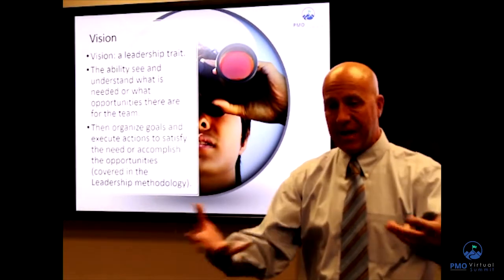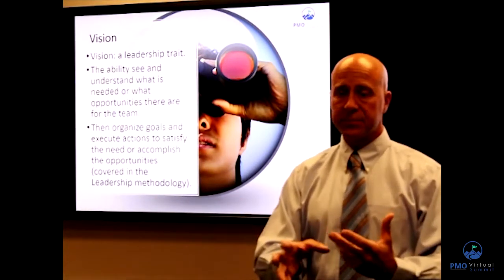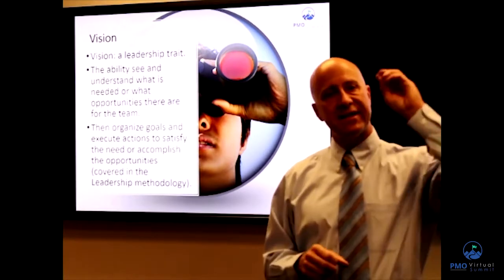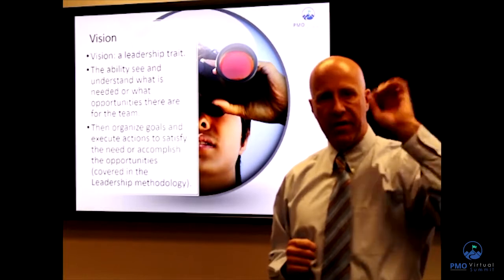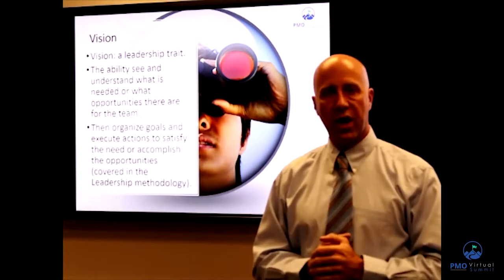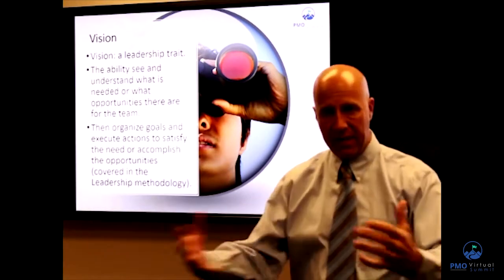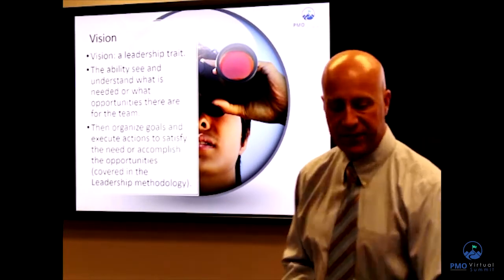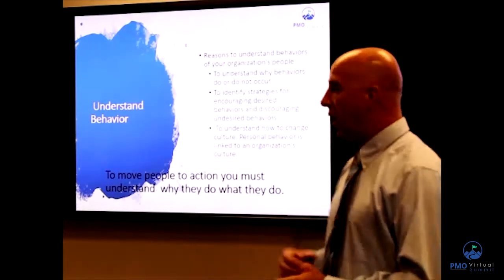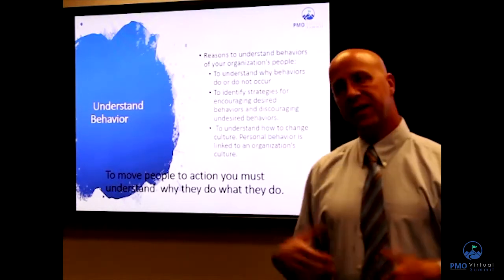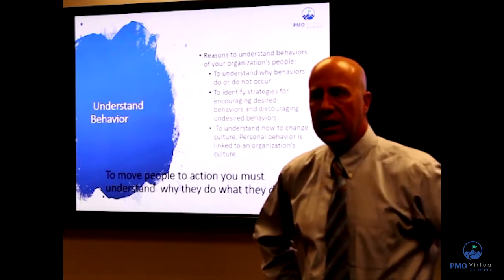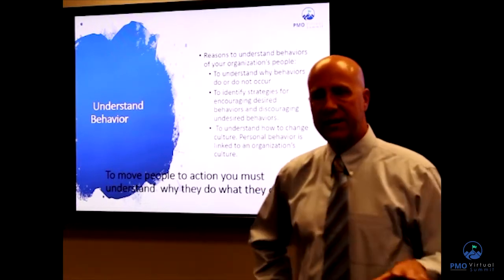Now, the team can help decide how to reach those goals, but the leader truly is the one that says, that is our goal, that is our objective, that is where we're going. Now, team, help me, let's counsel together, help me decide how we're going to get there. That's effective leadership. So also we're going to talk about understanding behavior. This is a trait that leaders need to have, is how to understand why people do what they do.